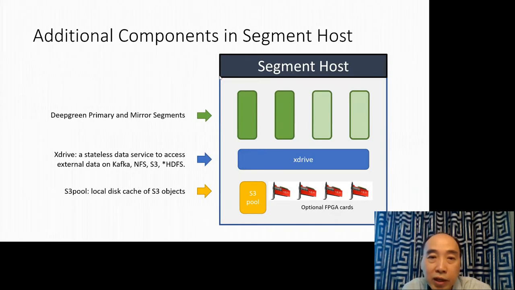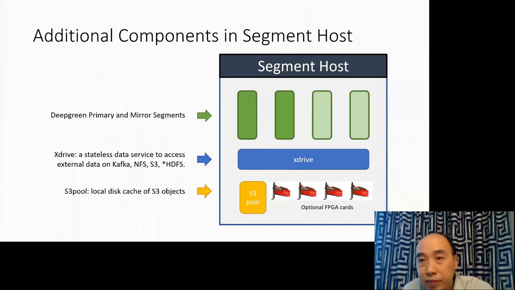So here in the segment, it will just be a connection to xDrive and say, give me this file, give me the list of files. And then we will hash them and select those that map to this segment. And then we just do a scan on those files.